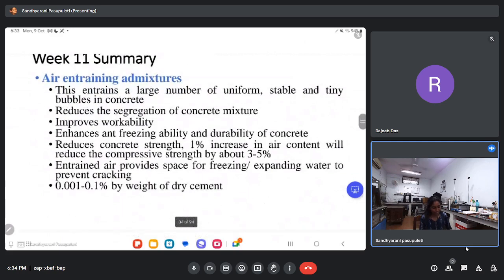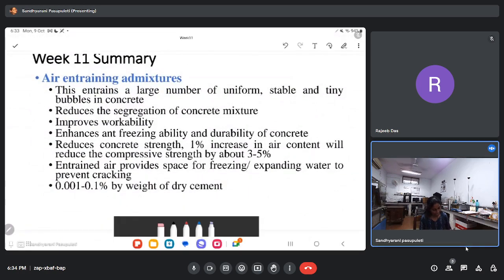And the third type of admixtures are air entraining admixtures. Why do we even need to go for air entraining admixtures? For example, say you have concrete. In areas like Jammu Kashmir, where the environment is very cold, freezing-thawing cycles are very common. That means in winter, whatever water is present in the pores inside the concrete gets frozen, and then after some duration, or after a few seasons, what happens?